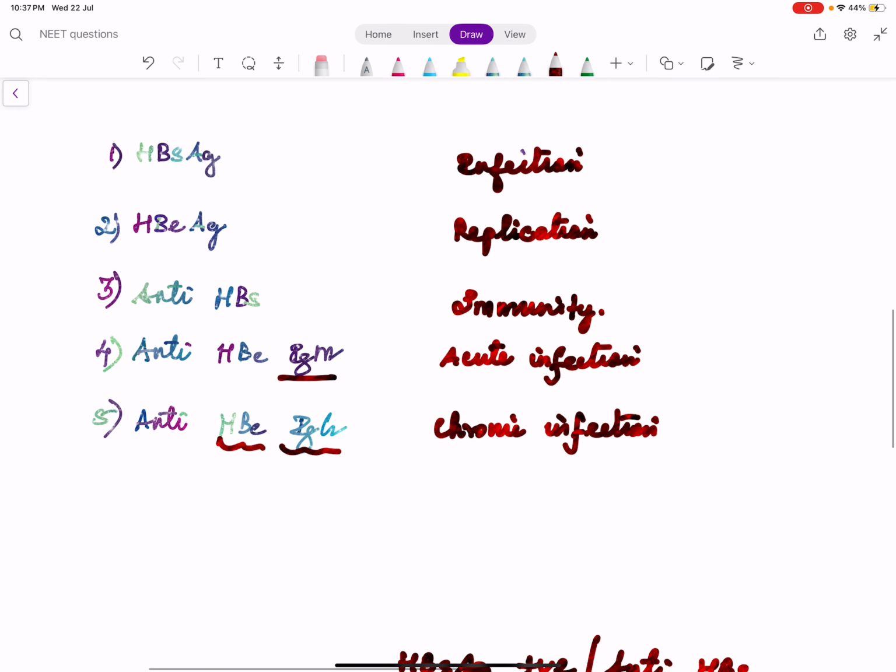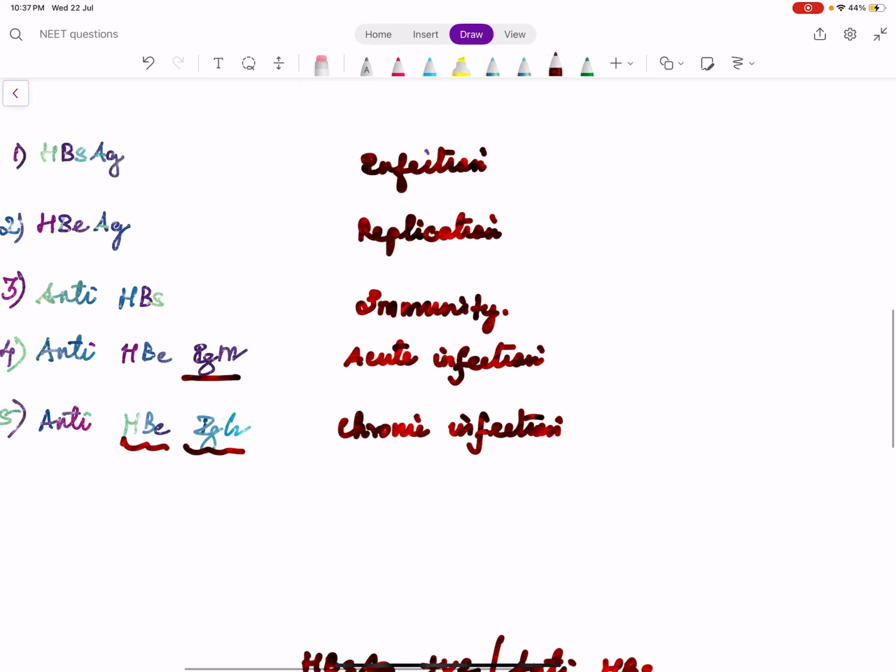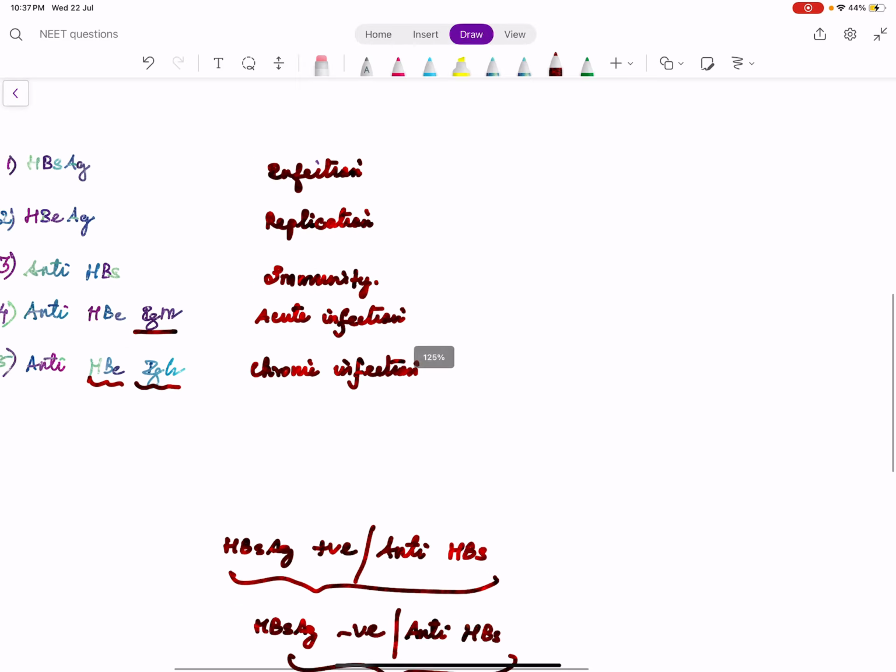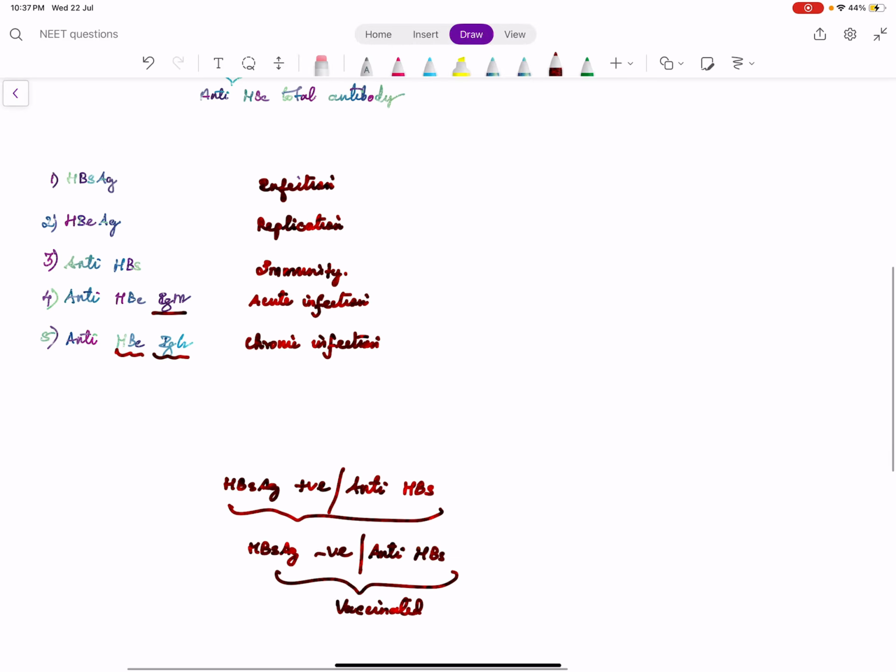So if HBsAg is present, it denotes infection. If HBeAg is present, it is replication. If anti-HBs is present, it may be either infection or immunity. If anti-HBc IgM is present, it denotes acute infection. If anti-HBc IgG is present, it is chronic infection. We can take many different combinations.